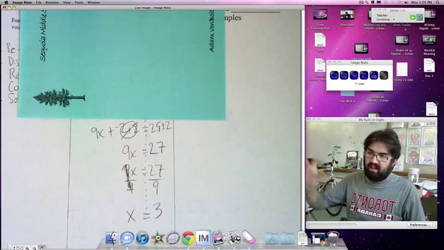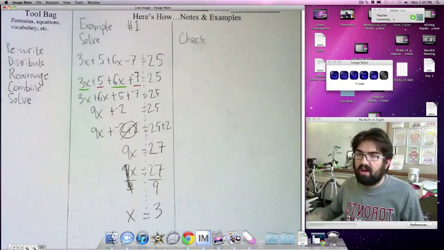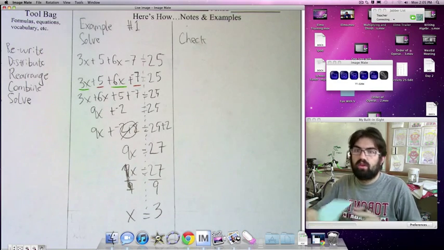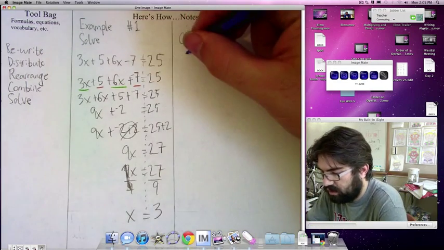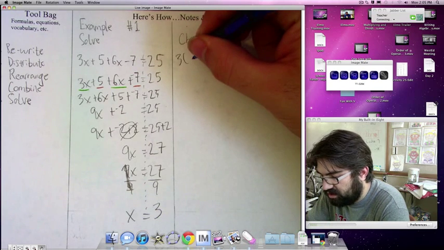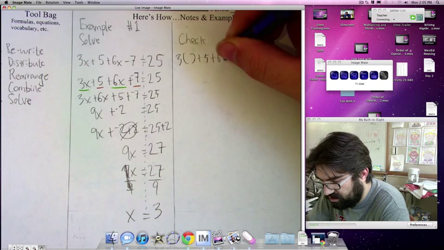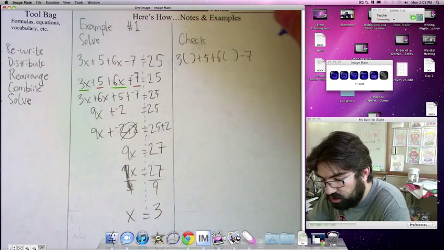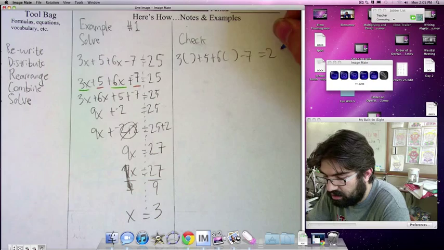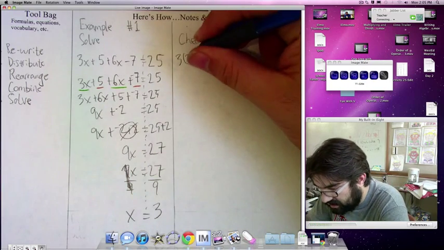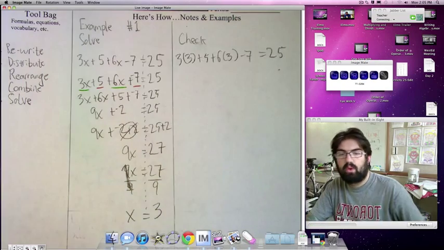So I'm claiming, after all this great math work, the answer is x equals 3. Now we got to do our check. 3 times the sum of x plus 5, plus 6 times the sum of x minus 7, supposedly equals 25. Well, we think the answer is 3, so let's plug it in. There's 3, and there's 3.